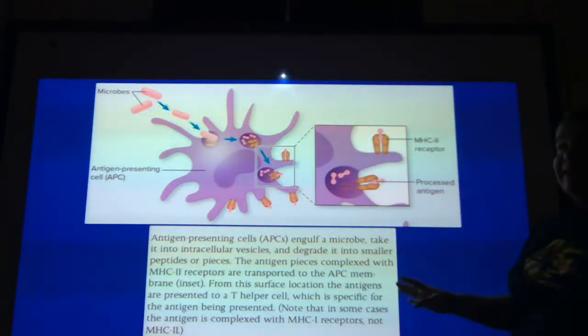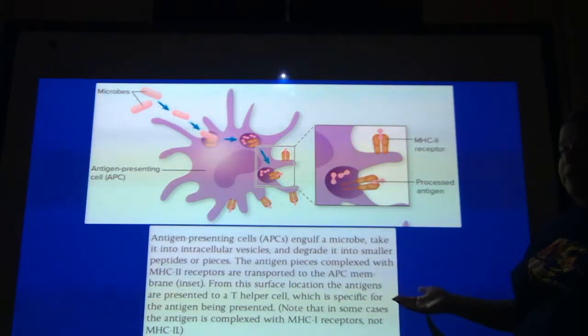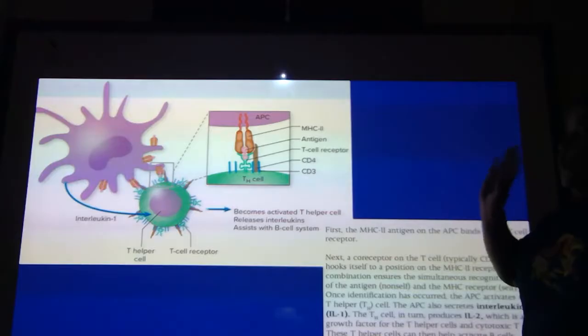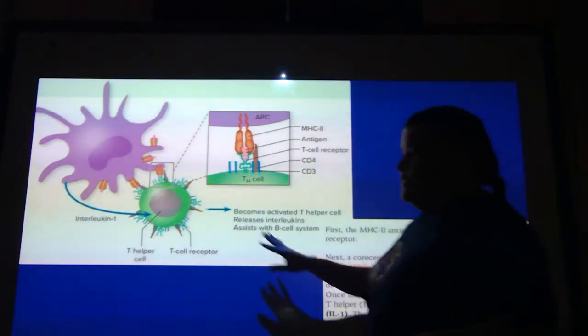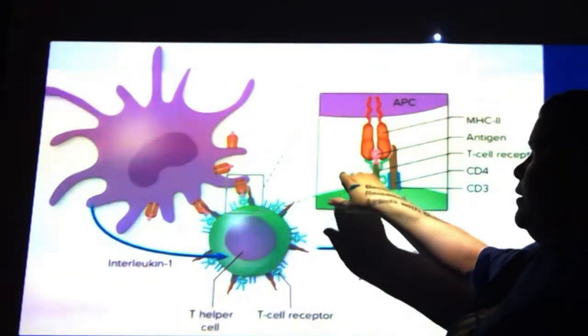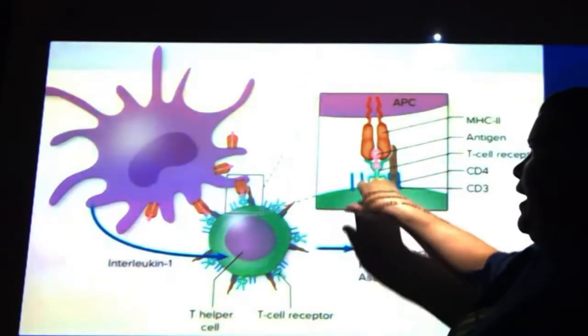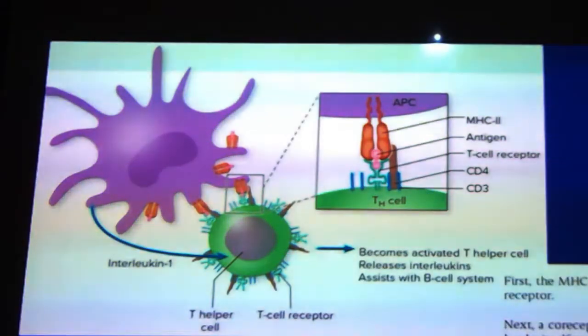And FYI, it is possible, since these also have MHC1, since they have a nucleus, that it could be bound to MHC1, but in that case, it would be a death sentence. When I find the right helper T cell, I have my receptor bound to the antigen. I have my CD4 bound to my MHC2.